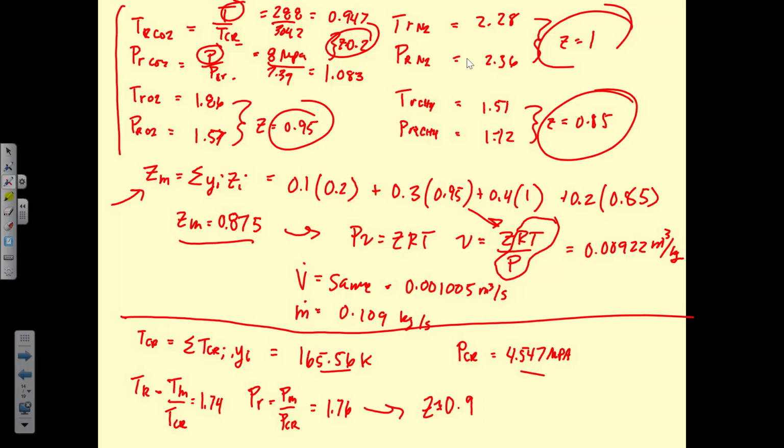So then we do the exact same thing that we did before, but now our Z value is 0.9 instead of 0.95. So we can calculate a new mass flow rate, and the value that we get this time is 0.1081 kilograms per second. And our specific volume ends up being 0.0093 meters cubed per kilogram.